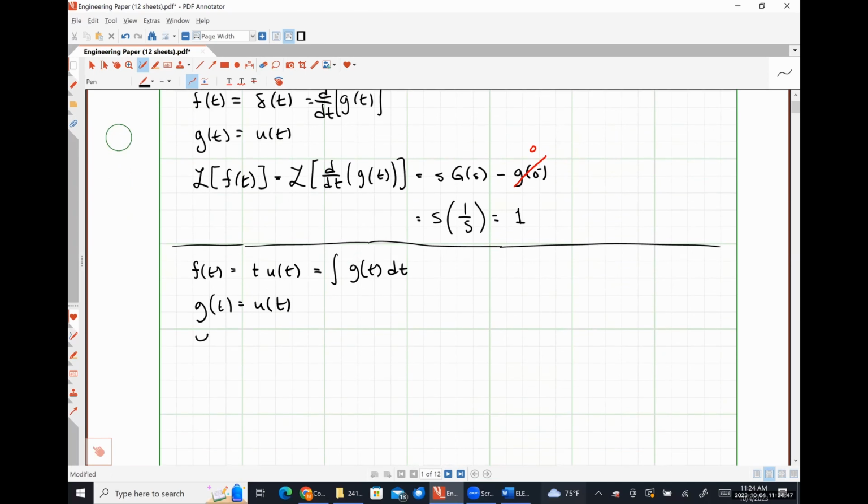So our Laplace transform for our function f of t is the Laplace transform of the integral of g of t. And using the time integration property of the Laplace transform, that's going to look like 1 over s times g of s, or 1 over s multiplied by 1 over s, or simply 1 over s squared.